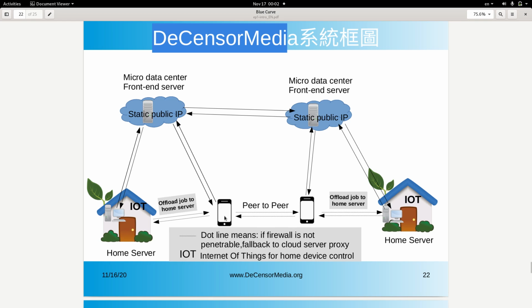So any front-end device and back-end device can encrypt our message. Even this front-end server is not able to decrypt the data we transferred between the home server and this front-end user. Okay, so that is the idea.